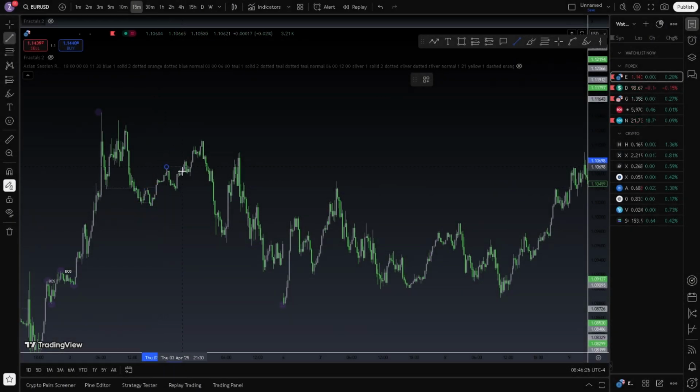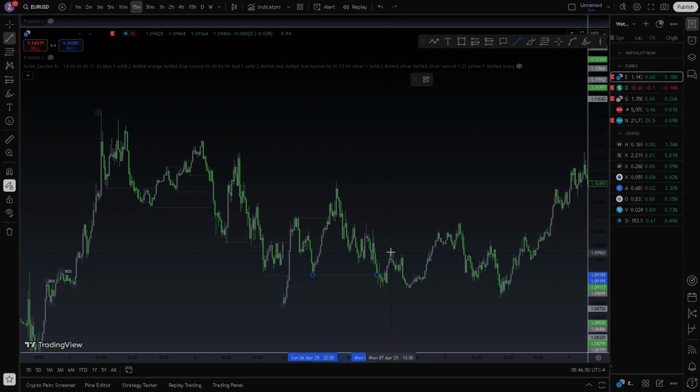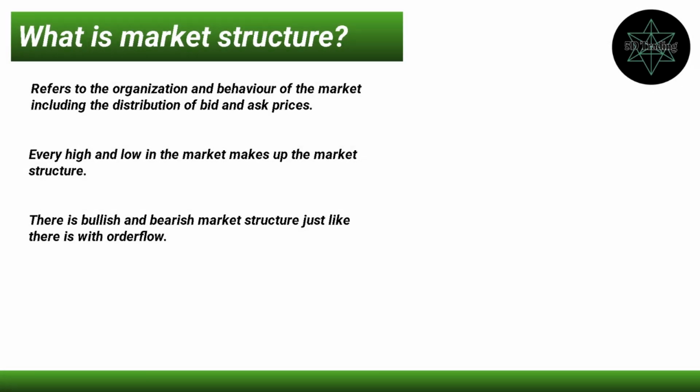If you are marking up structure how you see on screen now, just marking up any little break that you see, then you will never be able to understand what the market's actually telling you and to take the correct trade. Most of you probably already know what market structure is, but we're going to start with the absolute basics to begin with this video.